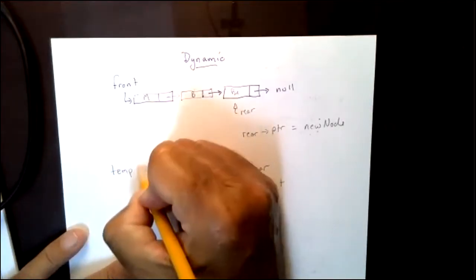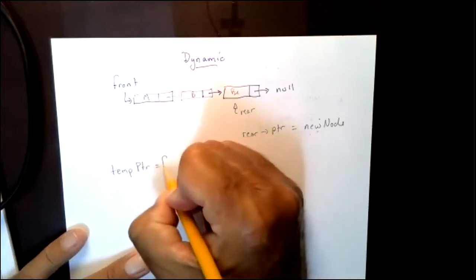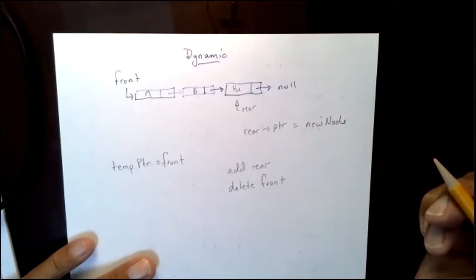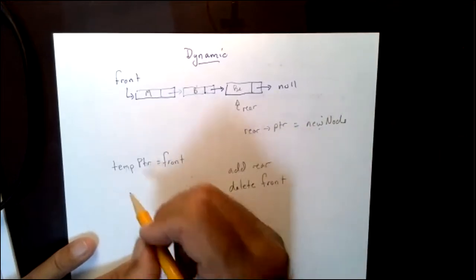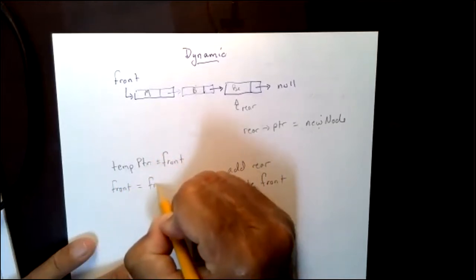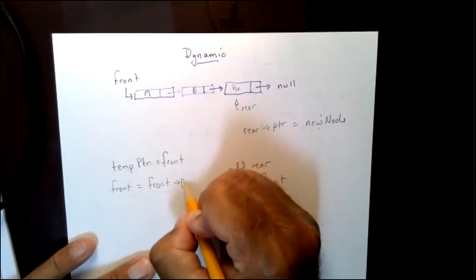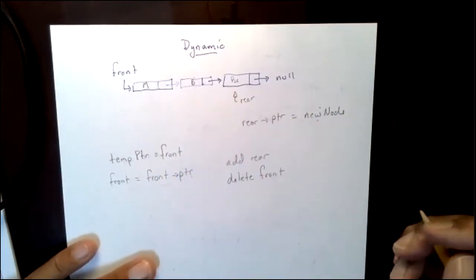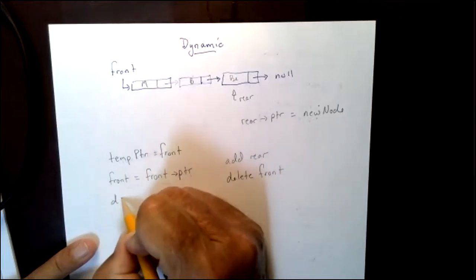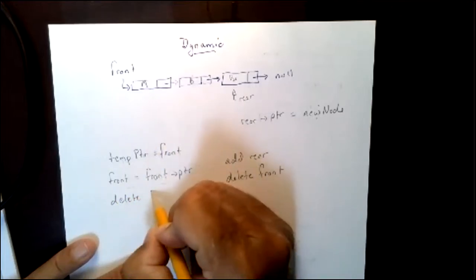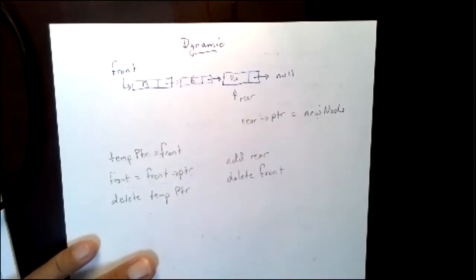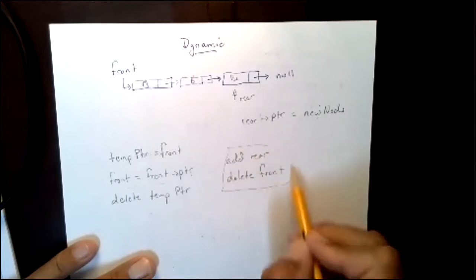We're going to say temp pointer gets a value of front. Why would we do that? Front gets a value of front pointer. What might my next line be? Delete temp pointer. Okay, we're going to free up some memory.